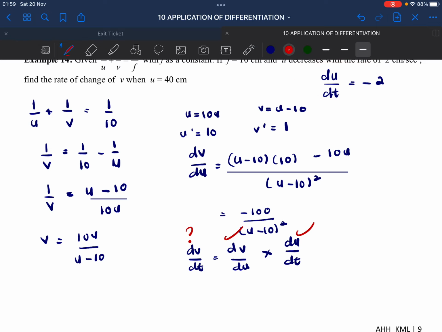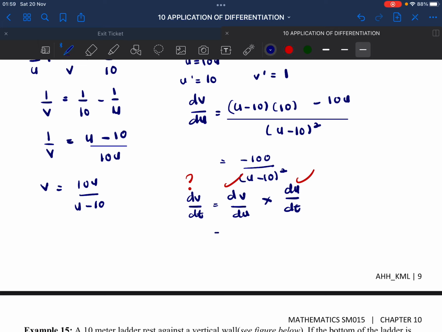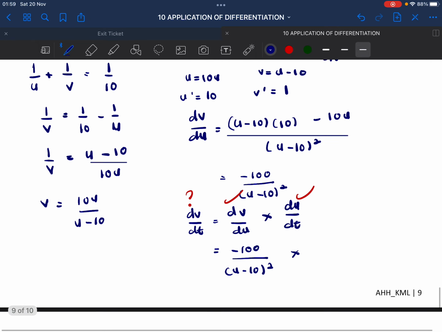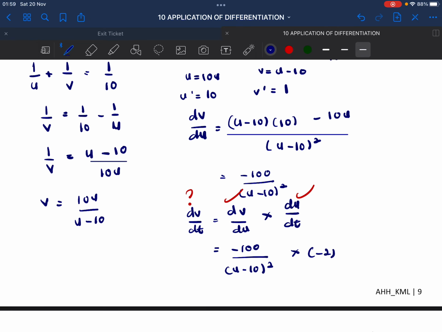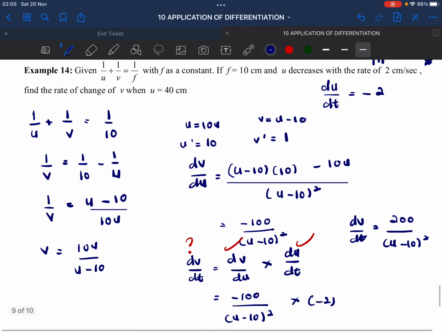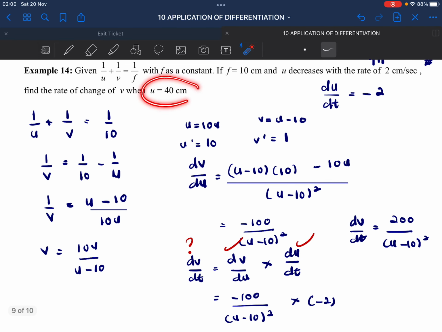So now just substitute everything. We should have negative 100 over (u minus 10) squared multiplied by negative 2. So therefore you should have dv over dt equals negative 200, positive 200 over (u minus 10) squared. So now you can substitute your u when u equals 40.